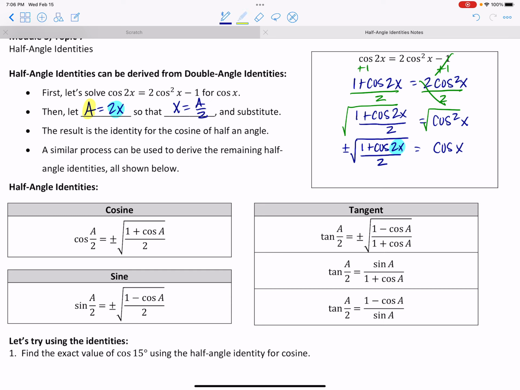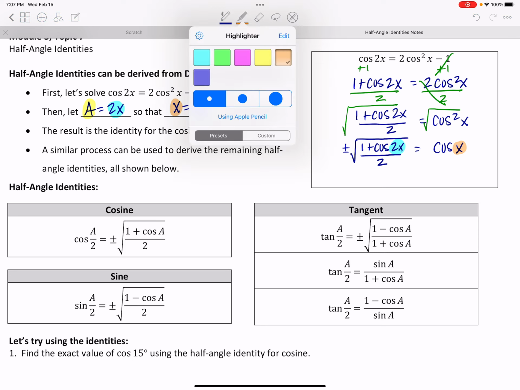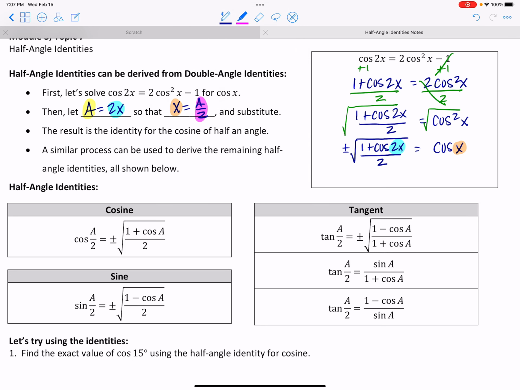And then over here, in place of the x, if a is 2x, then x would have to be a divided by that 2. So I'm going to substitute in a divided by 2. So when I rewrite this, I can say that the cosine of, instead of x, a over 2, there's our half angle, equals plus or minus the square root of 1 plus the cosine of, in place of 2x, I substitute in a. And then we divide by 2, and we have it.